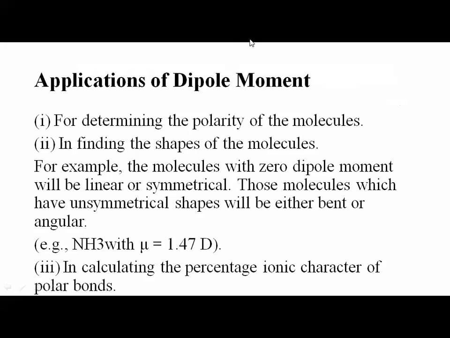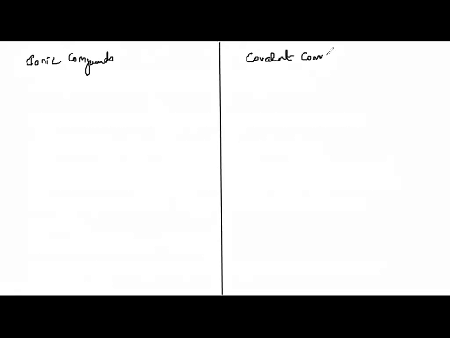Now, when this dipole moment comes into context, we have certain points to understand. What are those points? We have discussed both ionic compounds and covalent compounds. Correct. Now, what if I want to compare?